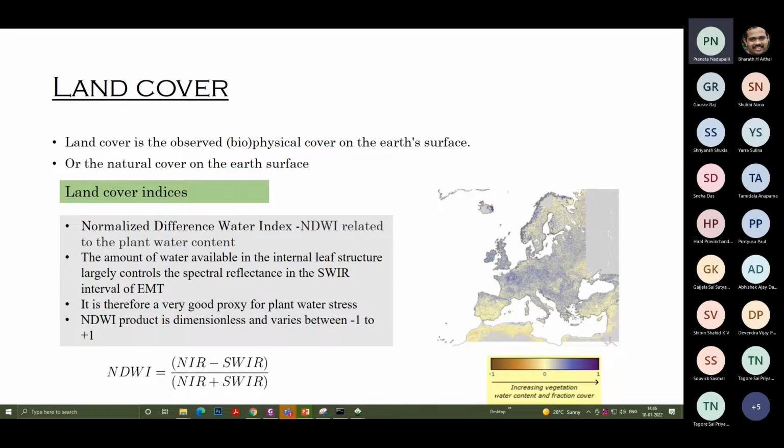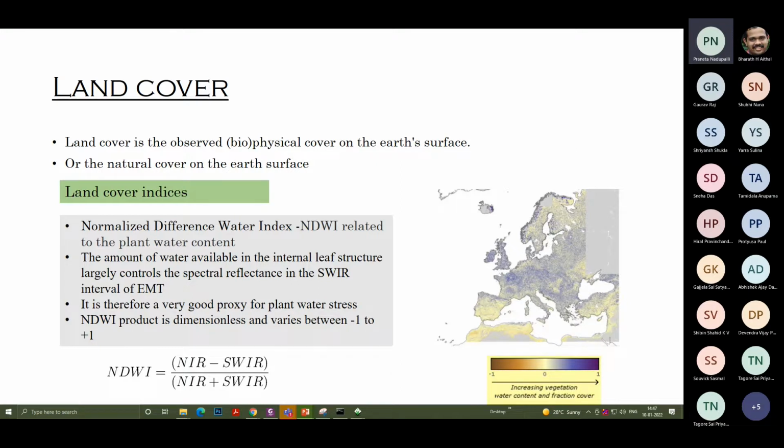The next index that we'll be talking about is the Normalized Difference Water Index, or NDWI. It is related to the plant water content. The amount of water available in the internal structure of a leaf or in the plant largely controls the spectral reflectance in the shortwave infrared, or SWIR, region. It is therefore a very good proxy for plant water stress, if you want to understand that.